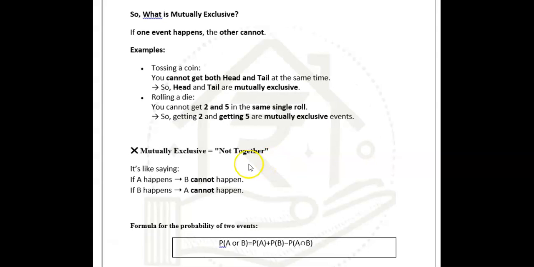Mutually exclusive means not together. It's like saying if A happens, B cannot happen. If B happens, A cannot happen. If head happens, tail cannot happen. If tail occurs, head cannot.